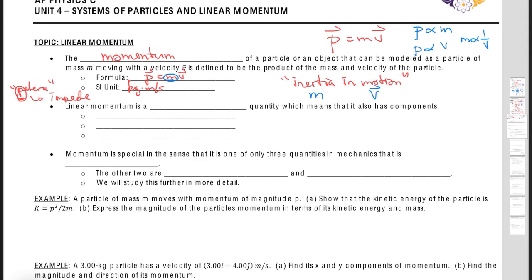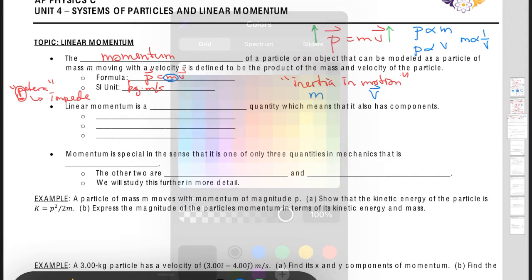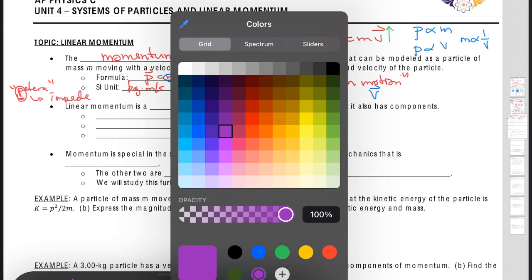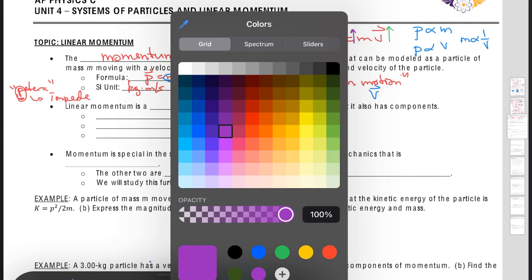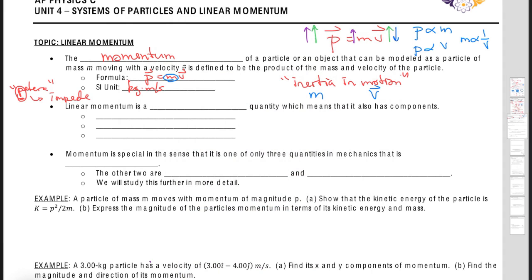So basically, again, remember, if V goes up, P goes up. If M goes up, P goes up. But if V goes down, and I'm going to keep the same P, my M will go up, because they work opposite each other.